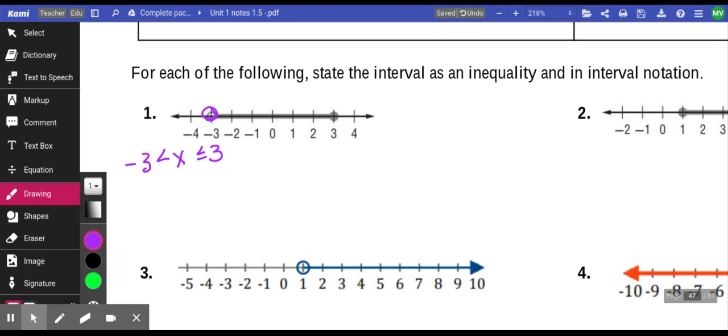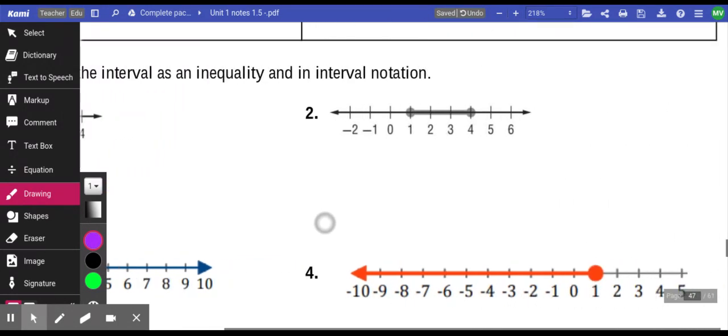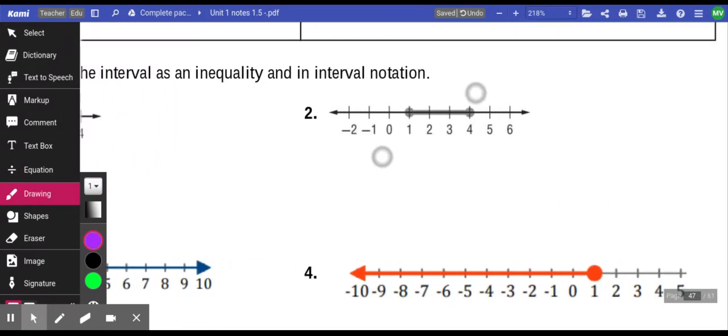Now, when we're doing that in intervals, that's open, so it's a parenthesis, -3, comma 3, closed. So it's a bracket. Number 2, these are both closed. So that means 1 is less than or equal to x is less than or equal to 4. So then that's closed 1, comma 4 bracket.